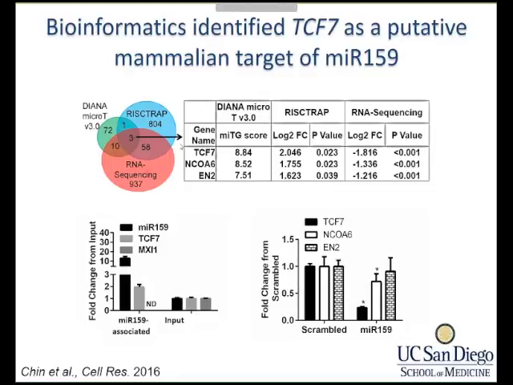Using this method, we pulled down the biotinylated miR-159 along with its trapped target mRNAs, and we did RNA-seq. This allowed us to identify almost 1,000 target genes that at that time are associated with miR-159 in the cells. The third method we used is an RNA sequencing experiment looking at the gene expression level in cells following transfection of synthetic miR-159.